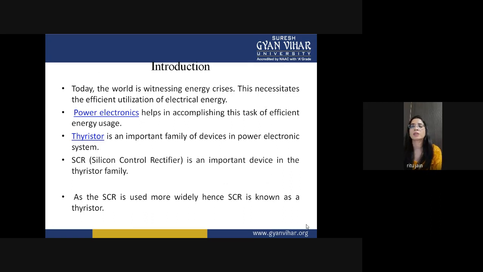Power electronics helps in accomplishing this task across different energy uses. Thyristor is playing a big role in power electronic systems. Silicon controlled rectifier is an important device of the thyristor family. As SCR is used more widely, because it has a number of applications and is a family member of the thyristor, SCR is known as thyristor. So you can call SCR a thyristor.